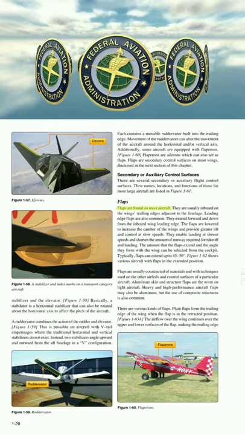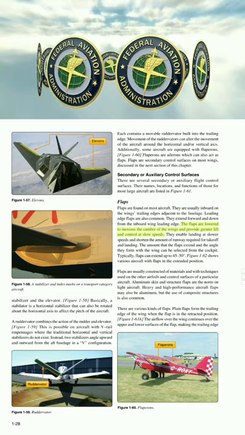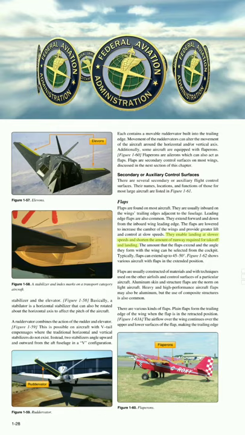They are usually inboard on the wing's trailing edges adjacent to the fuselage. Leading edge flaps are also common. They extend forward and down from the inboard wing leading edge. The flaps are lowered to increase the camber of the wings and provide greater lift and control at slow speeds. They enable landing at slower speeds and shorten the amount of runway required for takeoff and landing.